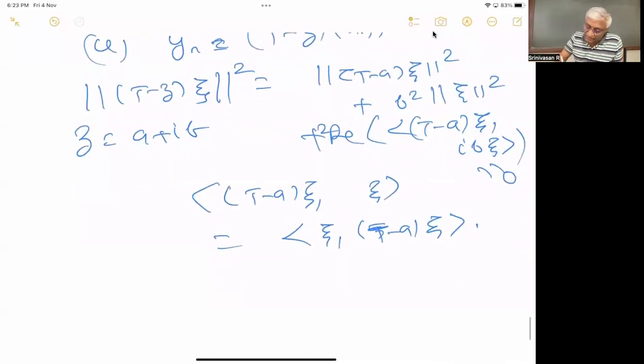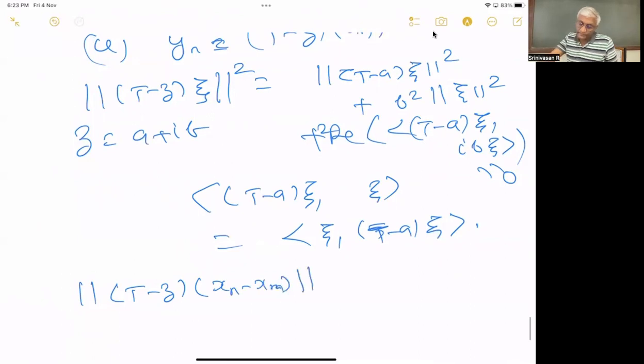So this implies t minus z xn minus xm, right? Why is this real? Because ib is there, no? ib you can take it out, and then t minus a xi is real because that is equal to xi, t minus a xi. So this is real. ib is just a scalar, you can take it out. So that whole thing is imaginary. So that is 0.